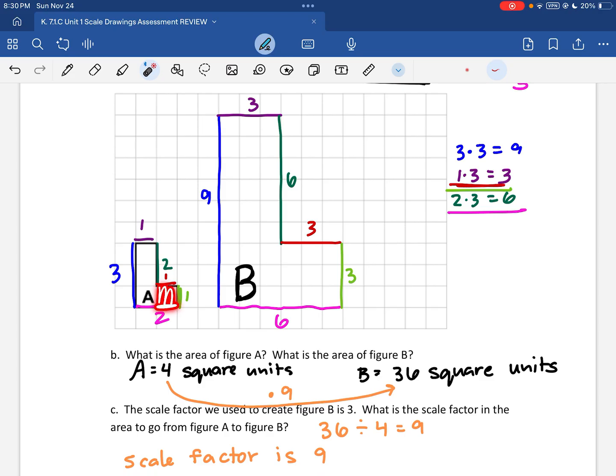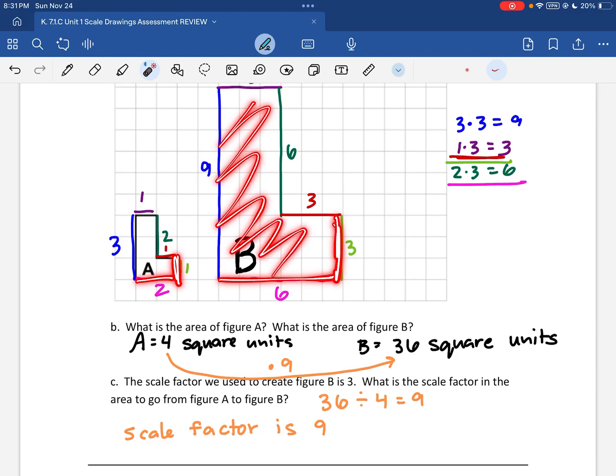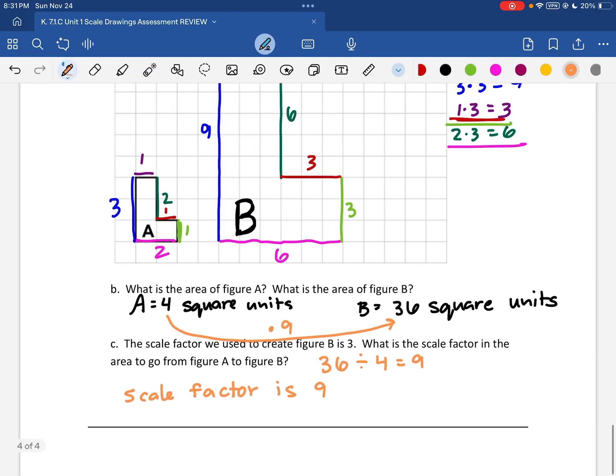Well, because this piece right here grew 3 times this way, but it also grew 3 times this way, which means that one square grew 9 times total. 3 in our length and 3 in our height. So when all of the lengths are multiplied by 3, the area itself is multiplied by 3 times 3. In other words, it's multiplied by 9.